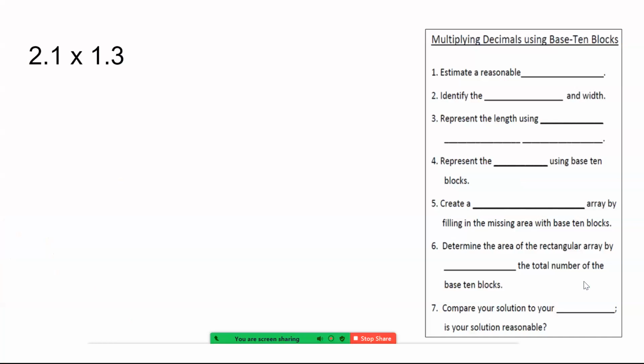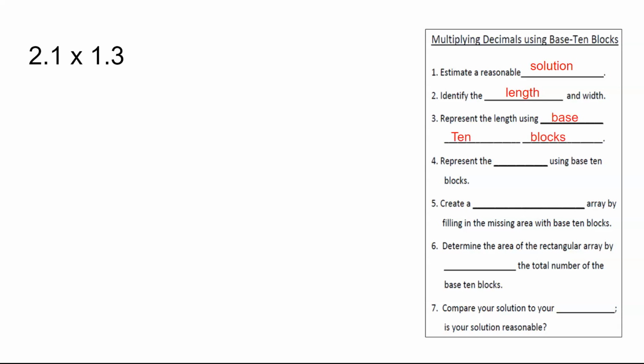Hi, everyone. Okay, so one way that we are going to look at this is we are going to have a journal page that starts with estimation, and this will help us when we get to the actual multiplication in the standard algorithm as well, because the first thing we're going to do when we multiply a whole number and a decimal and a whole number and a decimal is we're going to estimate a reasonable solution. Step 2 is we're going to identify the length and the width, so 2 1/10 and 1 3/10, and we're going to represent the length using base 10 blocks. Then represent the width using base 10 blocks.